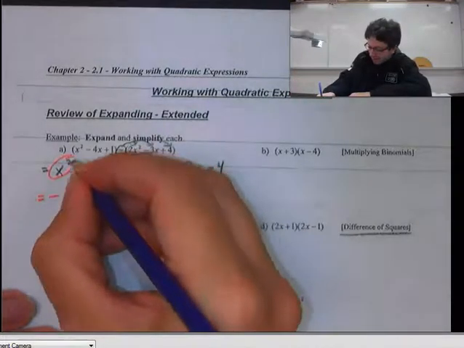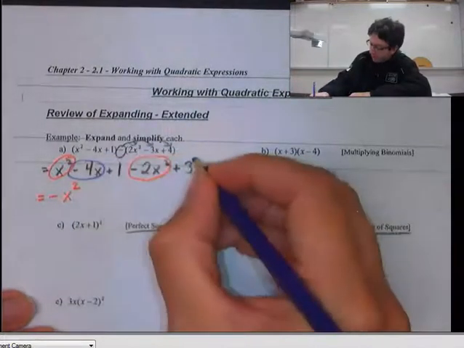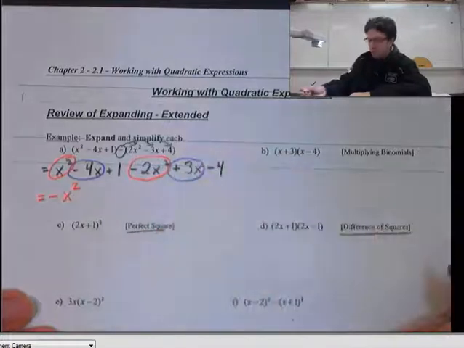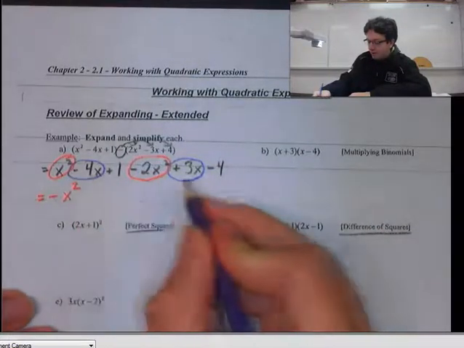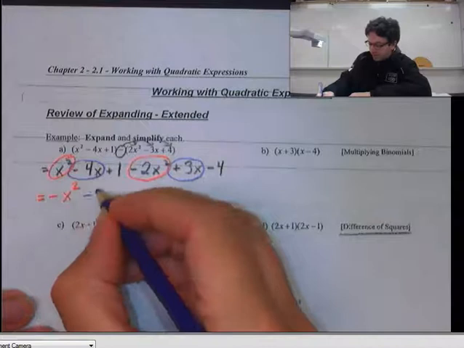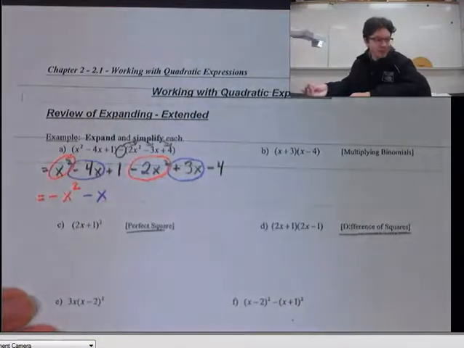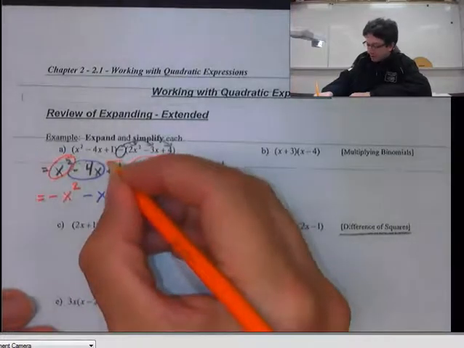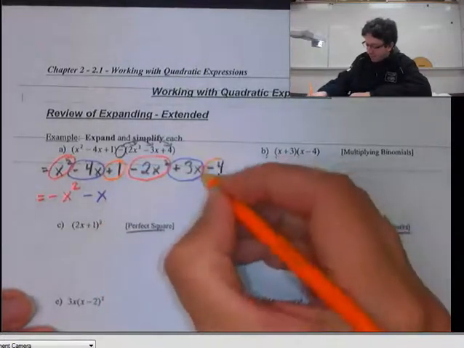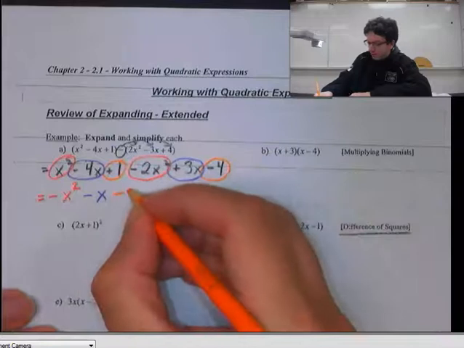Then we have these like terms with just our x variable, each to the exponent of 1. We have minus 4 plus 3 gives us just minus 1. But again, I don't need to write the 1. And lastly, we have our constants at the end. 1 minus 4 gives us minus 3.